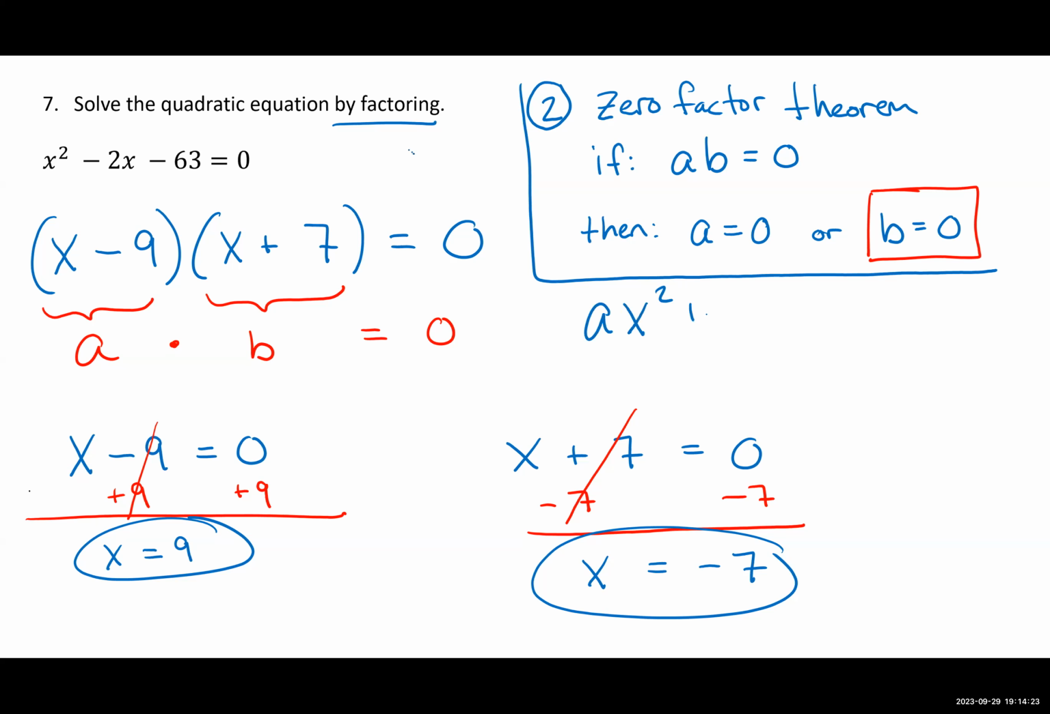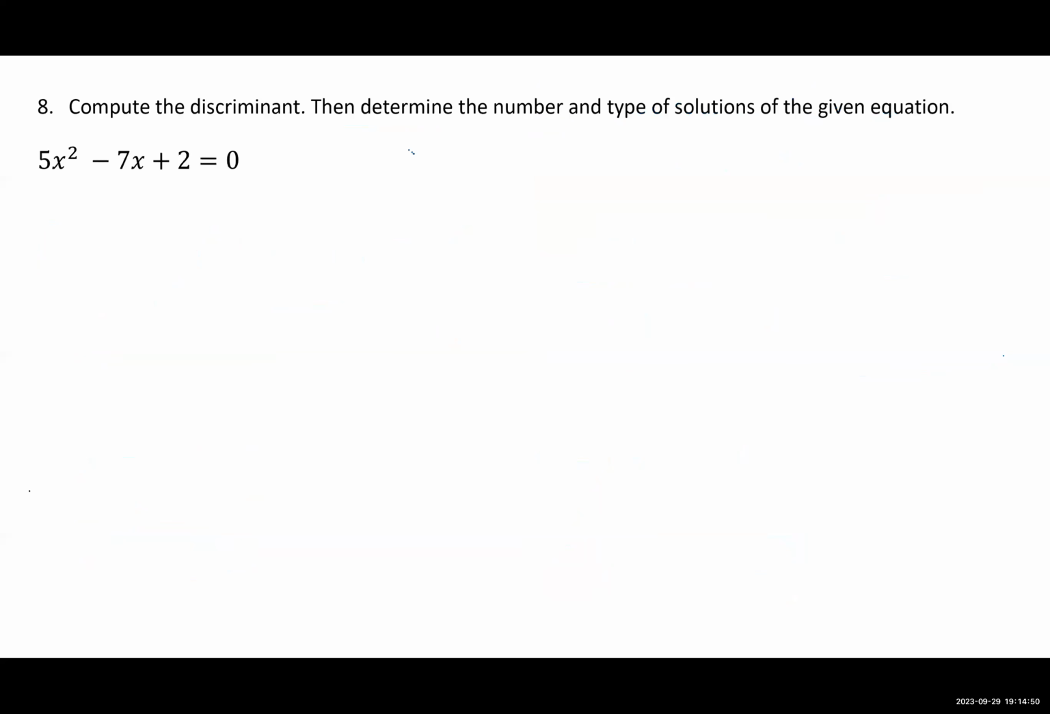ax squared plus bx plus c is equal to 0. If you have an equation that looks like that, then you can solve by factoring. Okay, but like I said, not every quadratic expression can be factored. So I should have probably made this number 9.